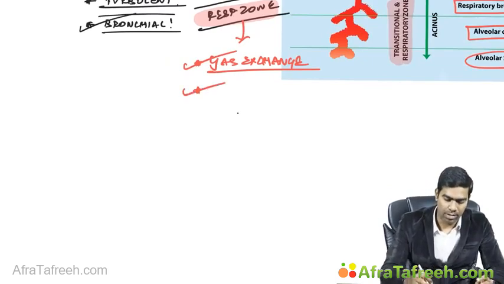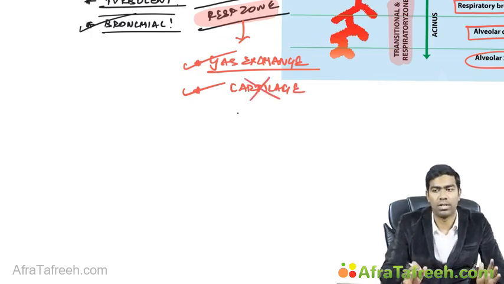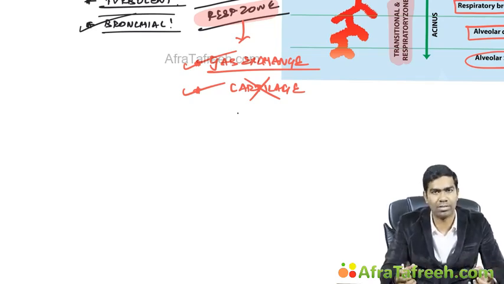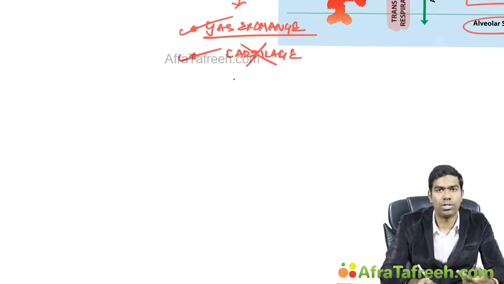Next, they have very, very little cartilage support, or in fact they do not have cartilage support in the first place, but they have very good smooth muscles. As you move distally, the cartilage may decrease, but the smooth muscles will keep on increasing. They are very rich in smooth muscles because they are the ones that produce these changes in the airway size, radius, diameter and resistance. They are the ones that are going to adjust as well. Anyway, the cartilage support is very, very less in the respiratory zone.